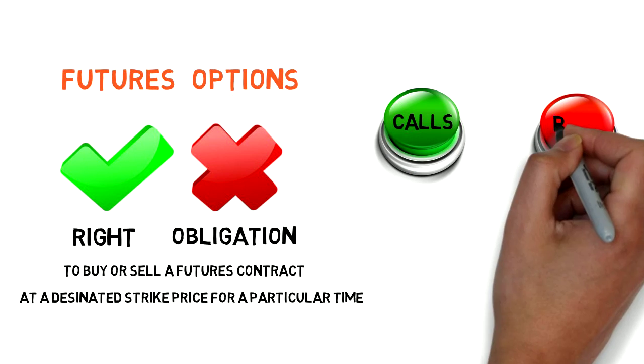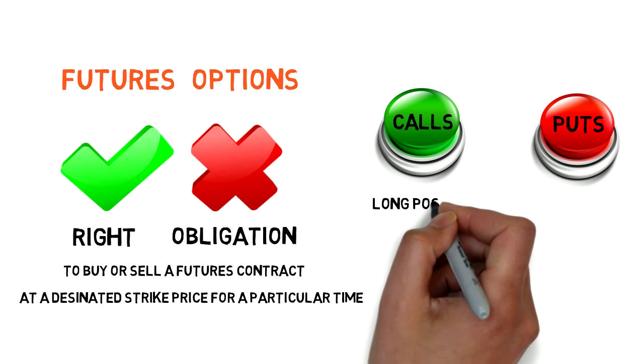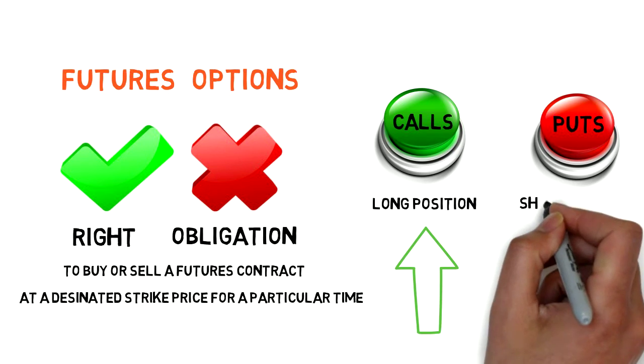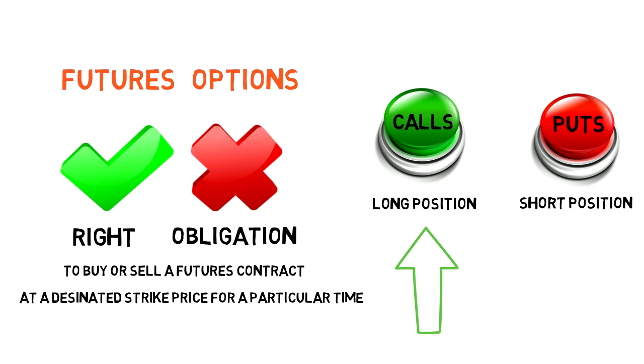There are two main types of options: calls and puts. The purchase of a call option is a long position, a bet that the underlying futures price will move higher. The purchase of a put option is a short position, a bet that the underlying futures price will move lower.